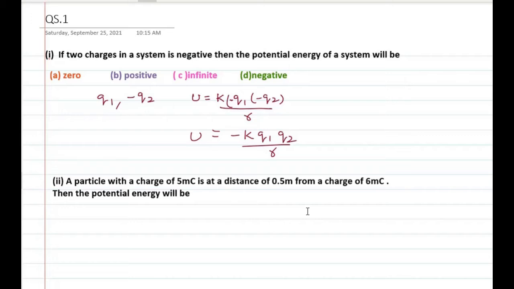But if both charges in the system are negative, then this is also minus Q1. Assume the two charges to be minus Q1 and minus Q2. Substituting in the formula, minus minus becomes plus, so the potential energy of the system will be positive.